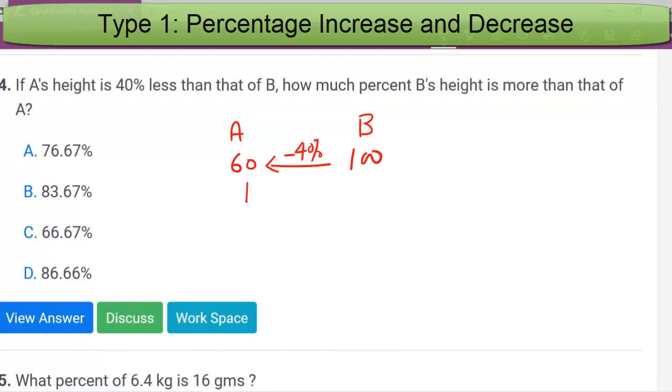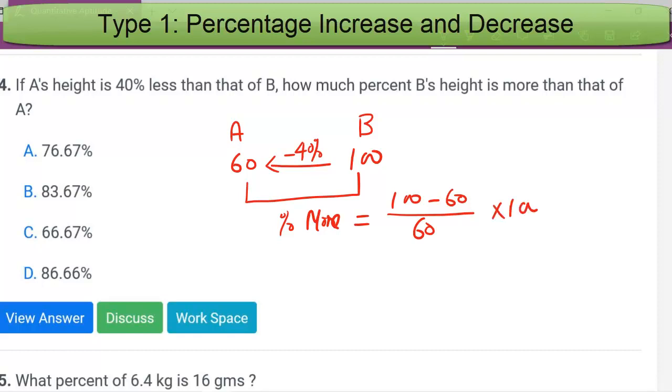So basically you have to find this: 100 is how much percent more than 60, right? So in order to find that, you have to find the percentage more than 60. For this you should first calculate how much more this 100 is than 60. So 100 minus 60, that is 40, divided by, you are comparing from this value which is 60, and you multiply this by 100 for the percentage.